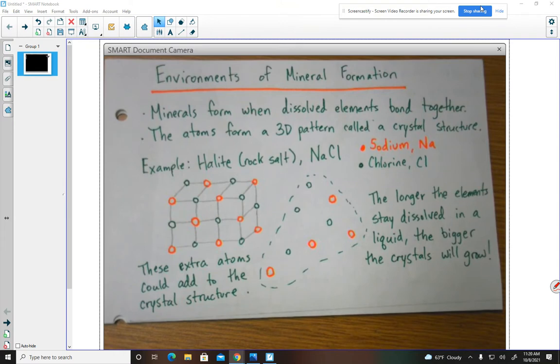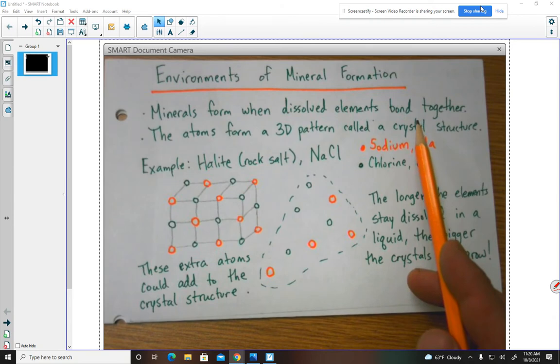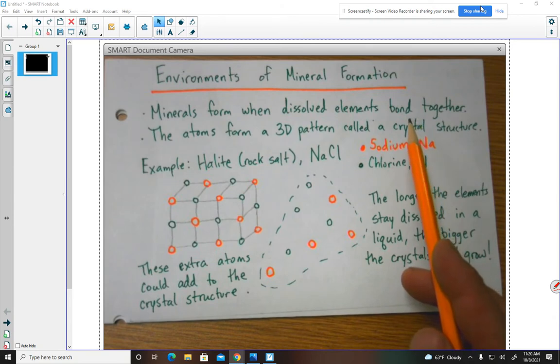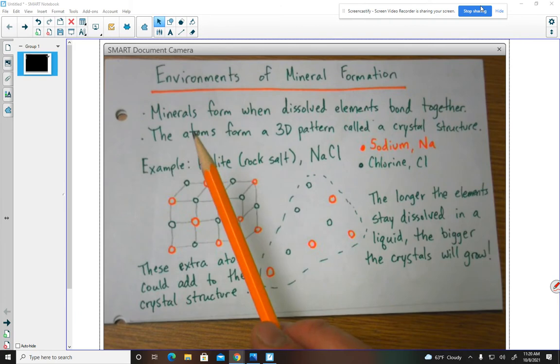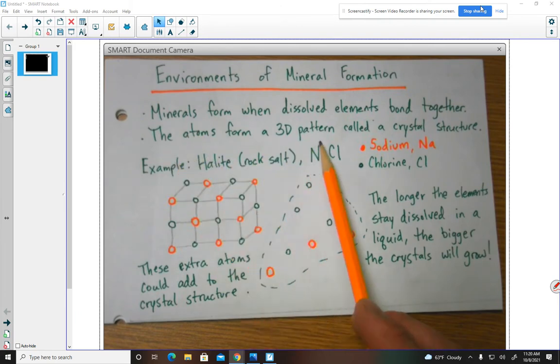First off, minerals form when dissolved elements bond together. The elements have to be dissolved so they can move around and find their bonding partners. They have to find another atom that they want to bond with. When atoms do bond together, they'll form a three-dimensional pattern that's called a crystal structure.